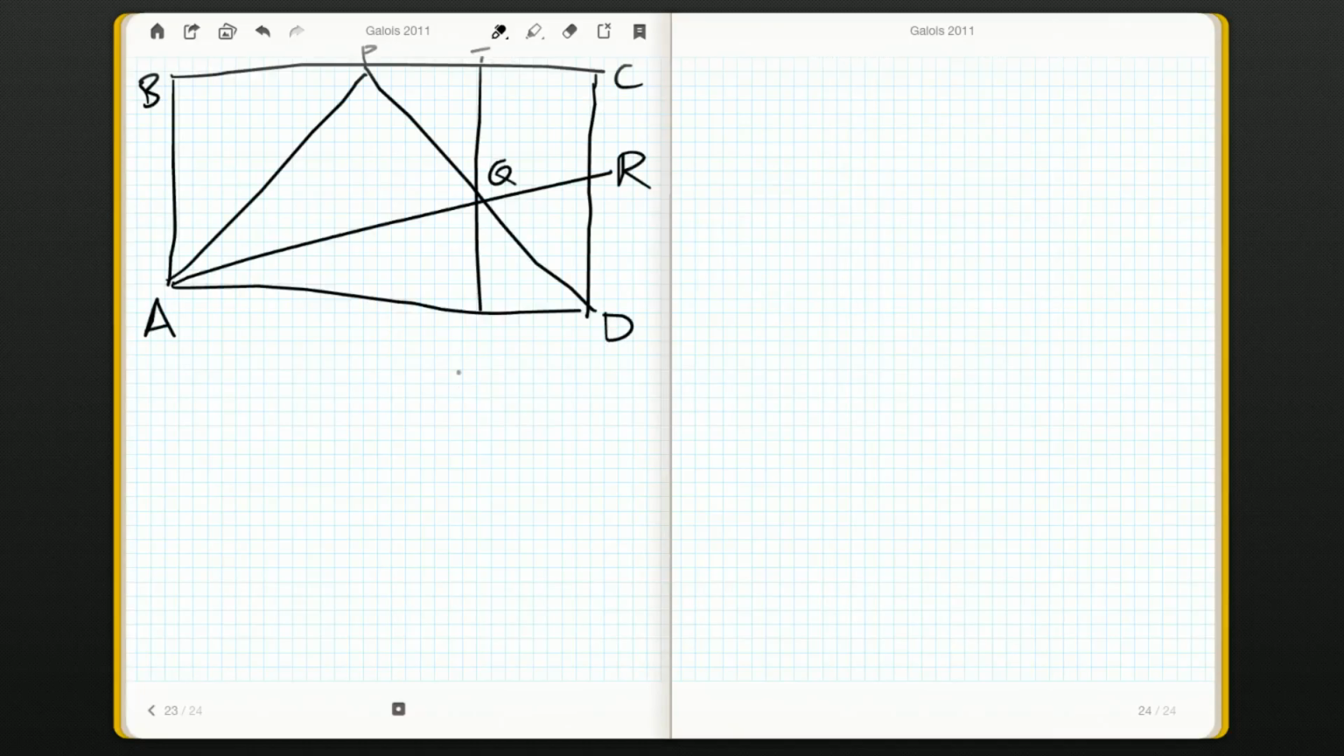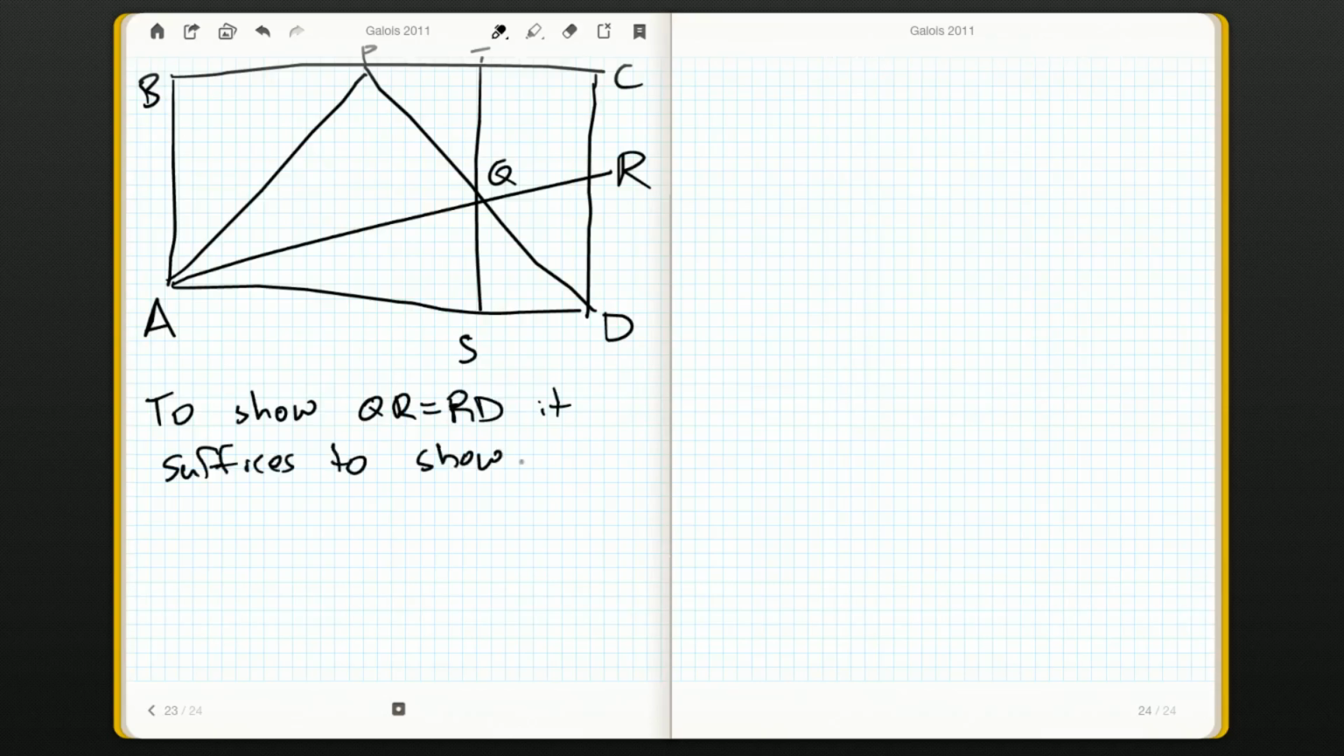There's Q, T, and S here. Okay. So to show QR is equal to RD, it suffices to show that RQD is equal to RDQ. So that is, the triangle is isosceles.